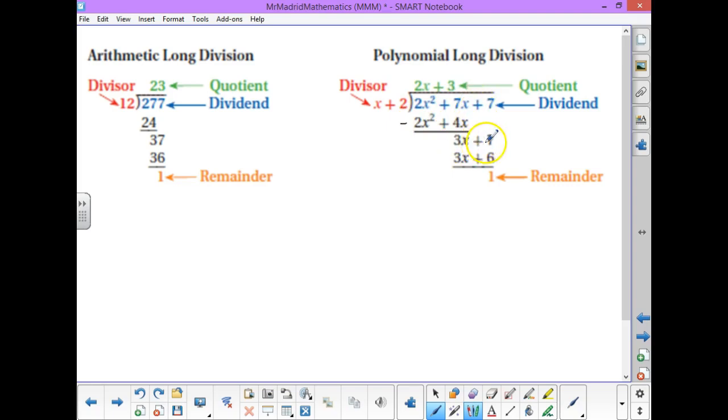Bring down the 7, so 3x plus 7. And I ask myself again, how many times does x plus 2 go into 3x plus 7? Really focus on that leading term. So x times something will give me 3x. 3 times x gives me 3x. I must now multiply this 3 to the 2, which gives me a 6. Once I subtract that, this is canceled, and 7 minus 6 is 1. Okay, that's just like a crash course into this material.